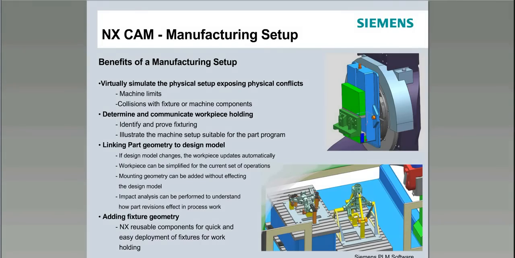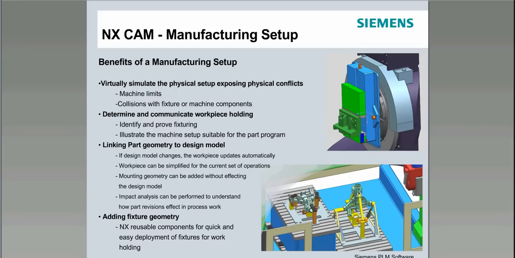Inside the manufacturing setup, NX provides the ability to link the design model to the manufacturing workpiece, such that you can simplify the workpiece suitable for your machining processes in the setup, such as removing holes from the part or slots and exposing nice clean surfaces for surface machining. If an engineering change takes place on the design model, the fact that our workpiece is associatively linked back to the design model, it automatically updates to reflect that engineering change.